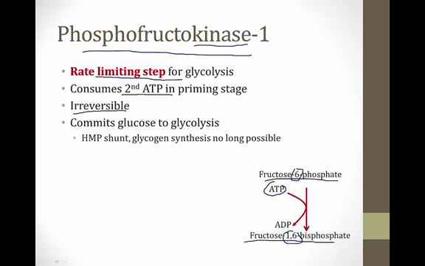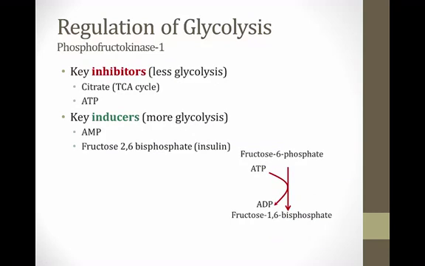As I said before, it's irreversible, and once glucose progresses through this step, it is committed to glycolysis. Other offshoots of glycolysis, like the HMP shunt or glycogen synthesis, are no longer possible. It is going to go all the way through to pyruvate. So this step controls the rate of glycolysis.